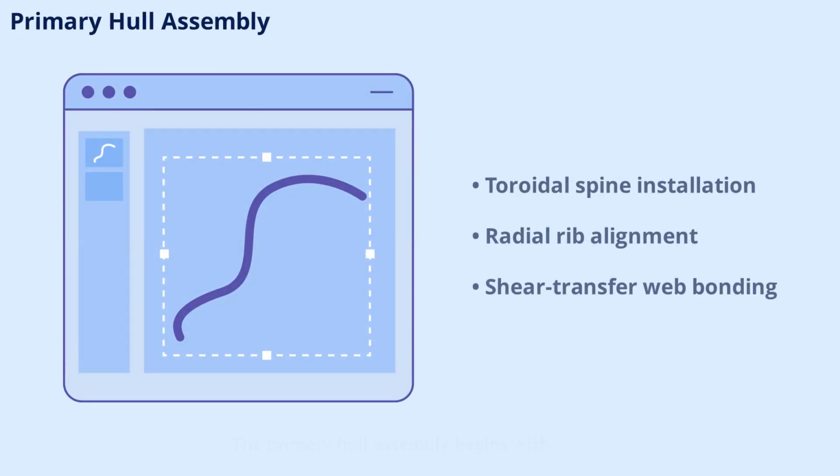The primary hull assembly begins with the installation of the toroidal spine, followed by radial ribs and shear transfer webs. Each component is bonded and aligned to strict tolerances, with ultrasonic weld integrity scans and structural load simulations performed at every stage. This ensures a robust and reliable foundation for the entire propulsion system.